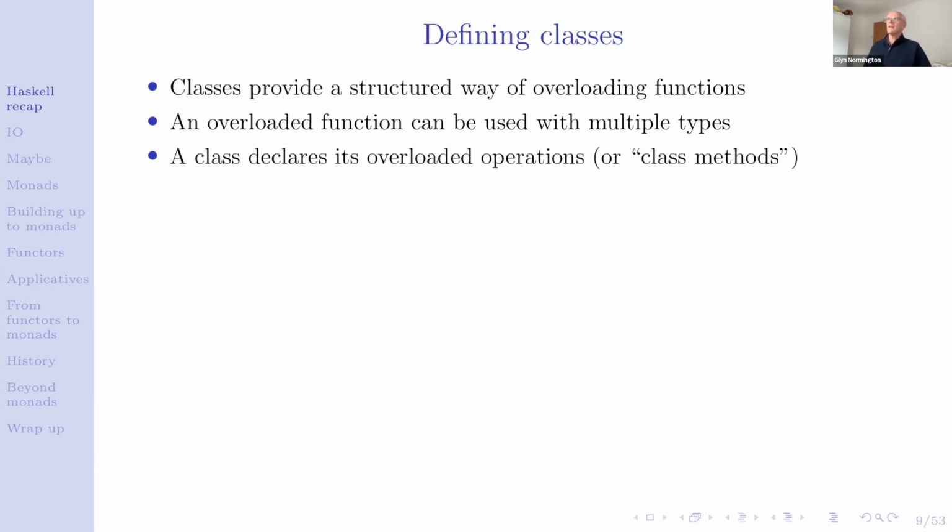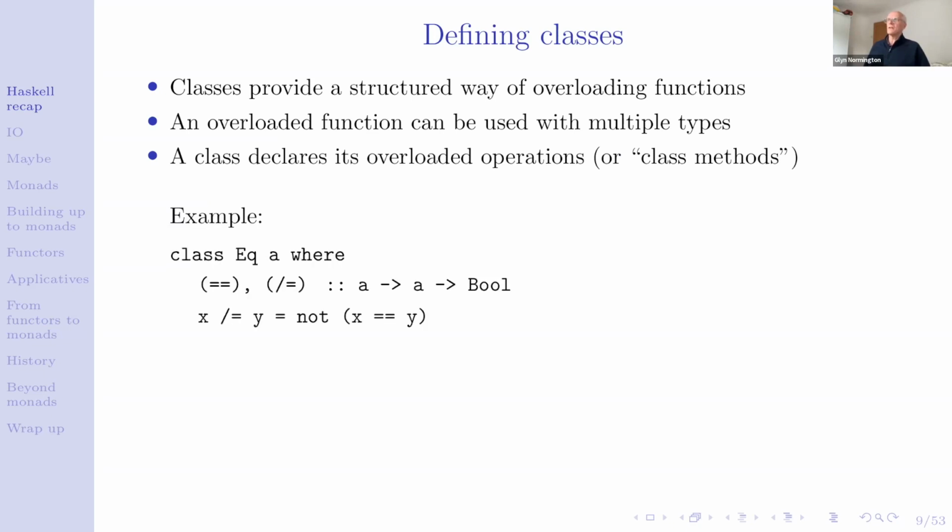Okay, just talk about defining classes, sometimes called type classes. That gives you a way of overloading functions and using them with multiple types. The class is a declaration of the overloaded operations, class methods, if you like. So an example is equality. Class equality on a type A has 2 operations, equals and not equals, and they're in brackets because they're infix operations. So when you wrap them in brackets, they become prefix operations, normal functions. And they're used for comparing 2 values of type A and giving you a Boolean. And there's a default implementation of not equals here. Not equals is defined in terms of equality and the logical not.